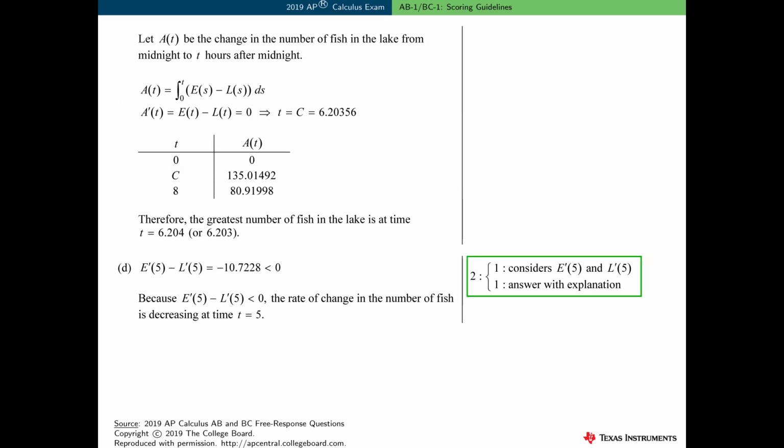Part D was worth 2 points. The first point was for considering both E prime of 5 and L prime of 5. And the second point was for the answer with a sufficient explanation.